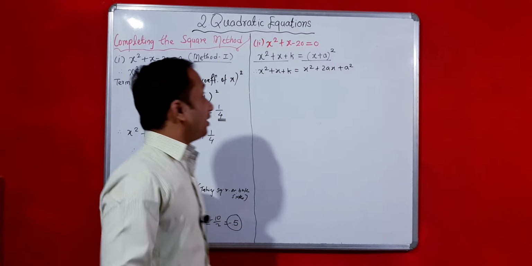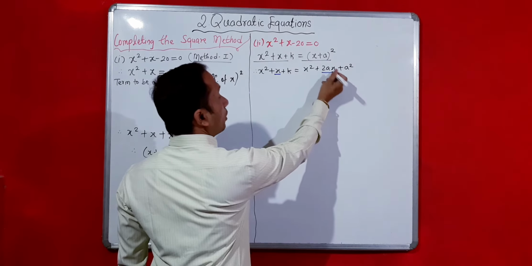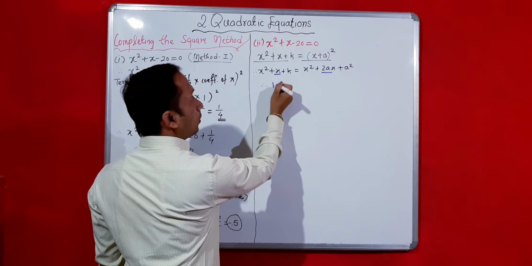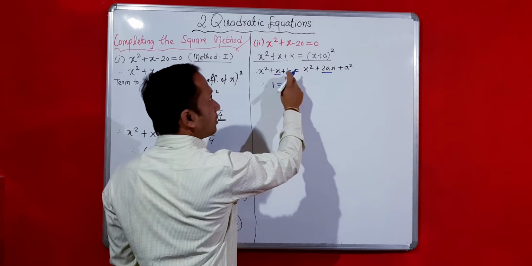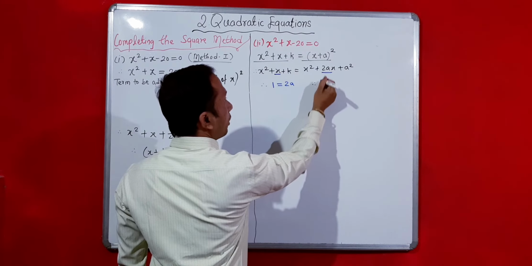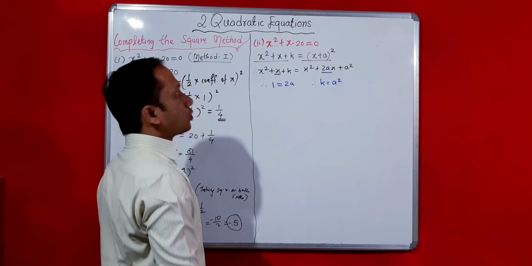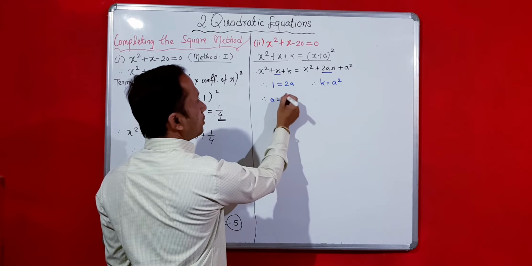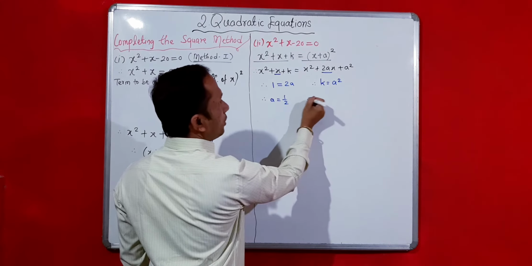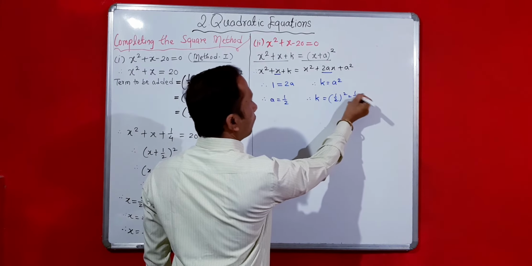Now compare these factors. You have to compare this one and this one. So what is there? There is no number, so 1 is equal to 2a, and k is equal to a square. Therefore k is equal to a square. So now see that a is equal to 1/2. Therefore k is equal to (1/2) bracket square, so it is 1 upon 4.